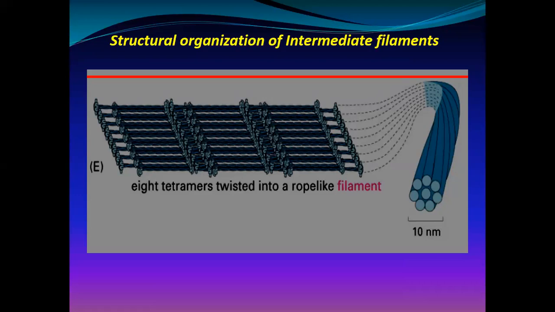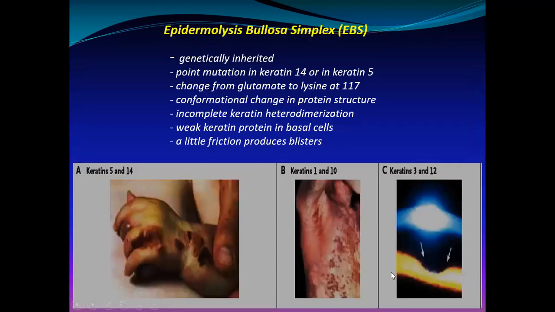Here you have the round shape. 1, 2, 3, 4, 5, 6, 7, 8. And then in one, you have a tetramer. Tetramers twisted, and then all these are twisted together and they form a filament. That is what you call an intermediate filament.